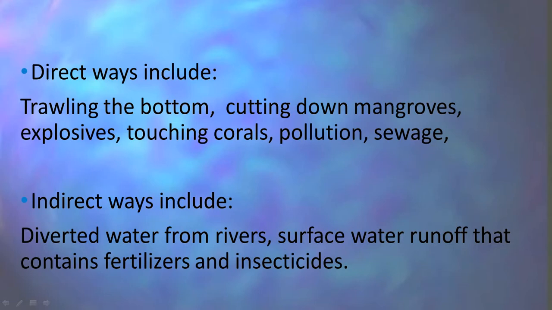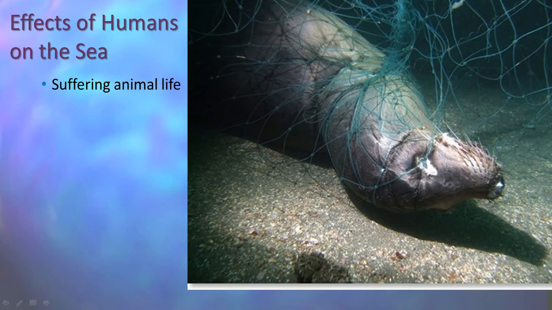Dropping pollution and sewage and stuff like this into the oceans, all of that is direct. Indirect ways would be water from the rivers, surface runoff that might have fertilizers or insecticides, things like that, coming from way upstream. All right, so those are the indirect ways. We saw this picture for a while. Sorry, yeah, it's very sad.